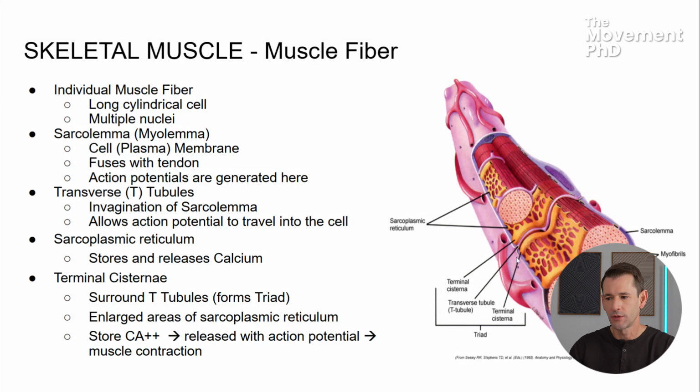So that action potential gets deep in the cell from the T-tubule, and it releases the calcium from each of these terminal cisternae. So these are enlarged areas of that sarcoplasmic reticulum. So let's go through that one more time. We have an action potential propagated along the sarcolemma. It gets deep in the cell through these transverse T-tubules, and this action potential releases calcium from the sarcoplasmic reticulum on the outside and the terminal cisternae, which run along those T-tubules to get deep within that cell. And that's what allows that muscle contraction to occur.